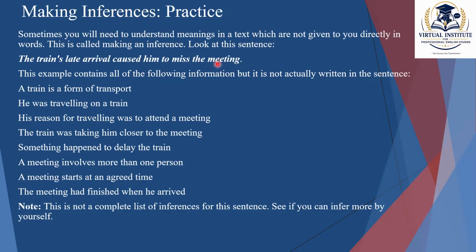It's only one sentence, but we can infer from this sentence all these sentences. And by the way, this is not a complete list of inferences for the sentence. You can make more if you want to. I'll give you another example. Another example of inference is, for example, you are driving and there is a car ahead of you. And the indicator of that car, let's say the left side or the right side indicator, is blinking, right? What can you infer from the indicator?